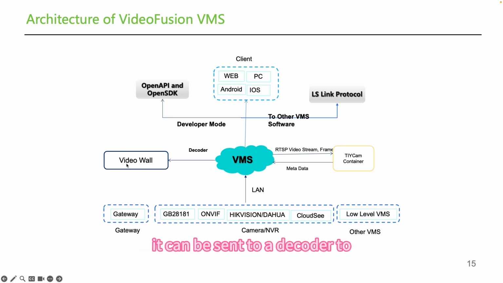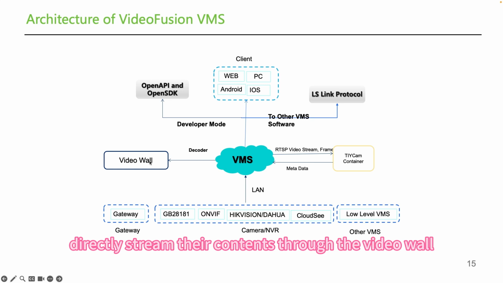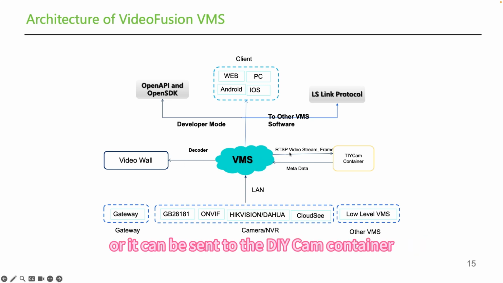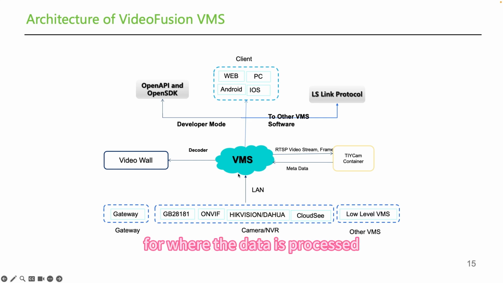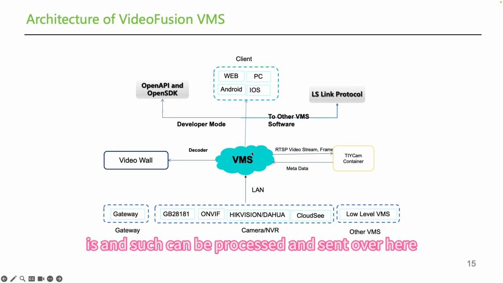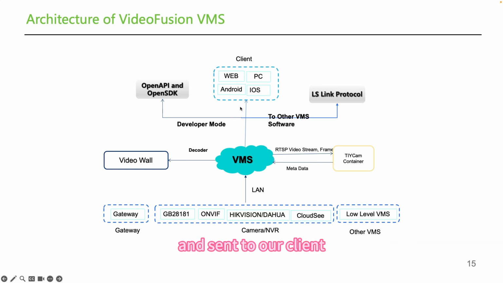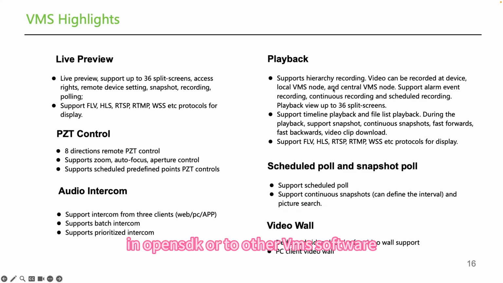It can be sent to a decoder to directly stream the contents to the video wall, or it can be sent to the DIY cam container where the data is processed. Our metadata, such as where a person is, can be processed and sent over here and sent to our client, Open API, Open SDK, or to other VMS software.